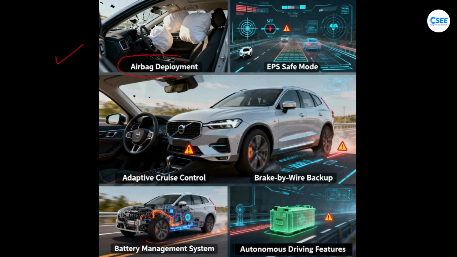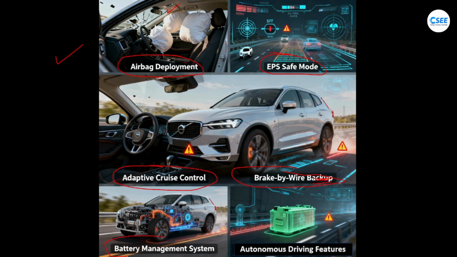Airbags must deploy at the right time during a collision, not too late, not too early, and only in specific situations. Electronic power steering must stay operational or switch to a safe mode in case of faults. Adaptive cruise control ensures the car maintains safe distance and prevents unintended acceleration. In electric vehicles, brake by wire systems need functional safety to ensure there is always a backup way to brake even if the electronics fail.